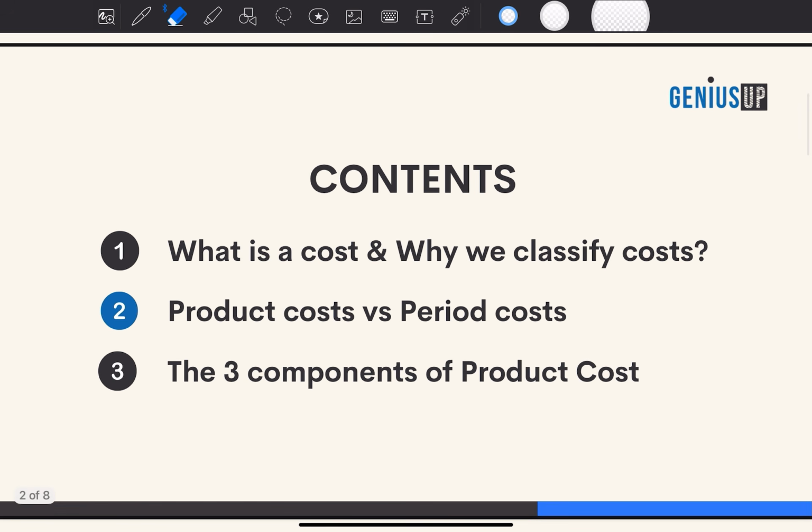So in this specific lesson, we're going to cover three things. First is what is a cost and why we classify cost. Then we're going to differentiate between product cost and period cost. And after that, we're going to speak about the three components of product cost, right? What makes up a product cost?